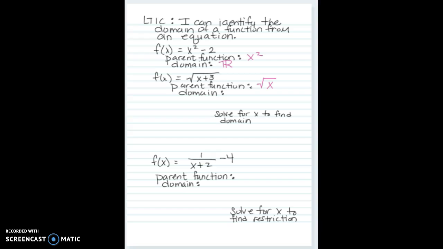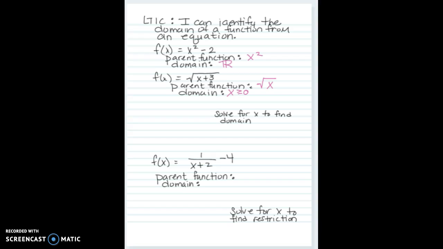Are there numbers that I cannot take a square root of? Can I take the square root of positive numbers? Yes, I can. Can I take the square root of 0? Yes, I can. Can I take the square root of negative numbers? Well, I cannot take the square root of a negative number and get a real answer. So my domain is that x must be positive or 0. Therefore, the domain of the parent function is x greater than or equal to 0.